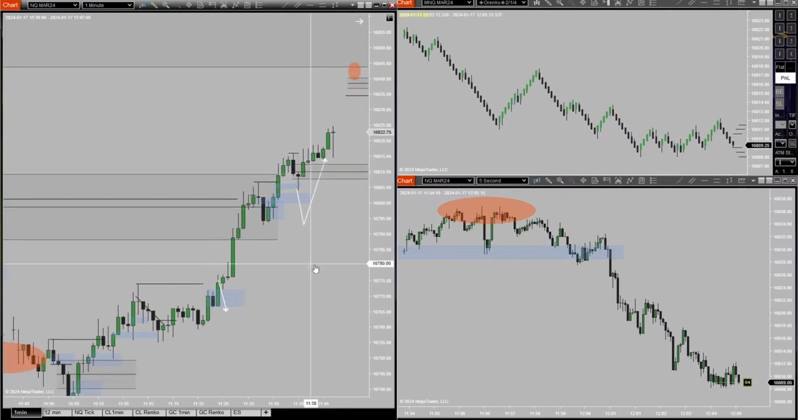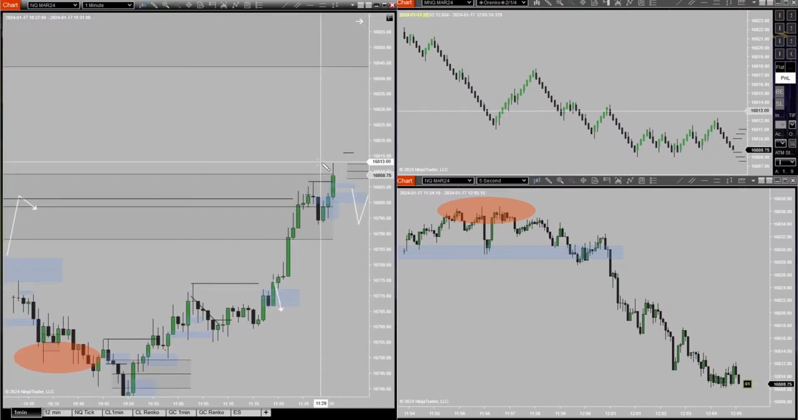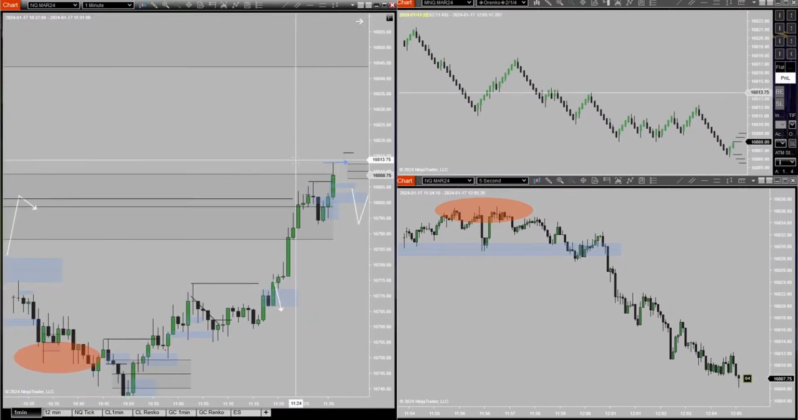If we're just following here, follow it candle by candle. Okay, now we need to close above here.